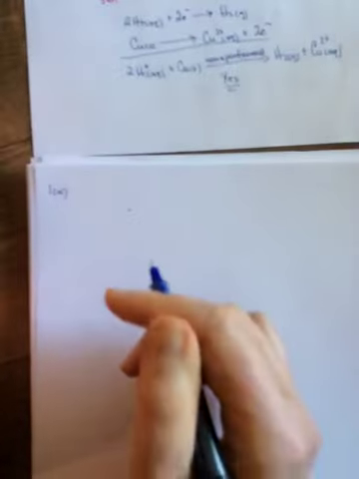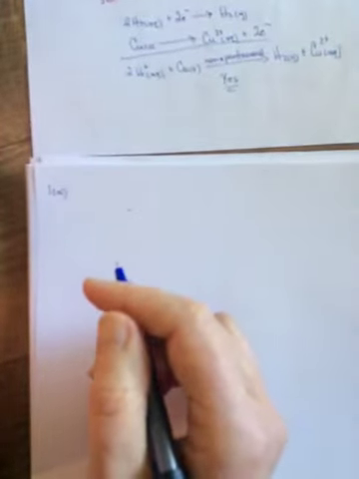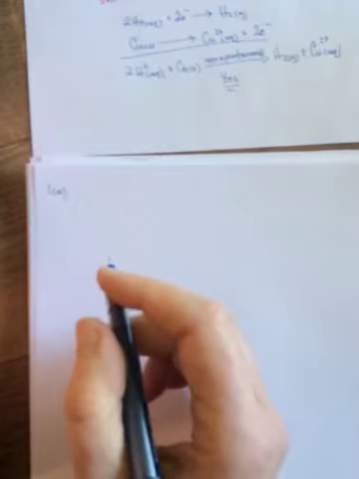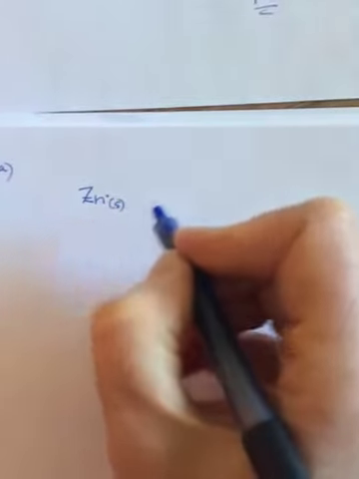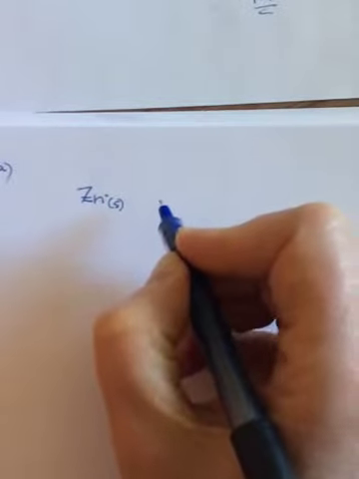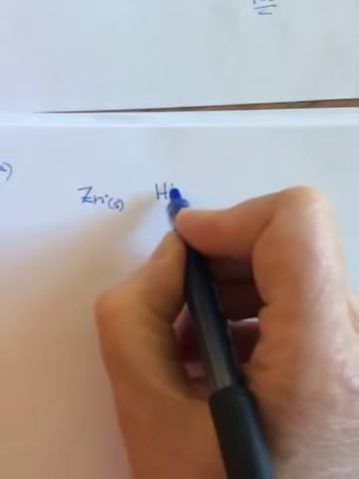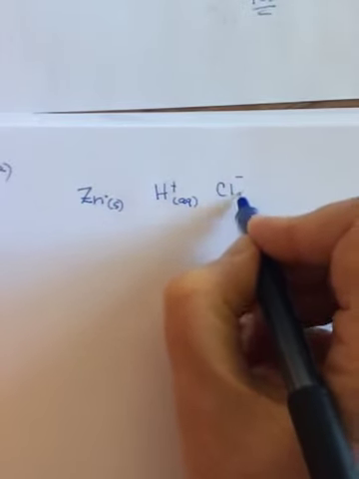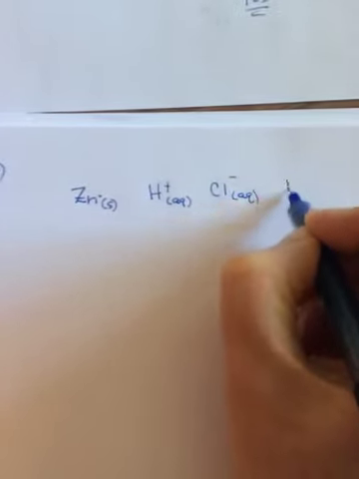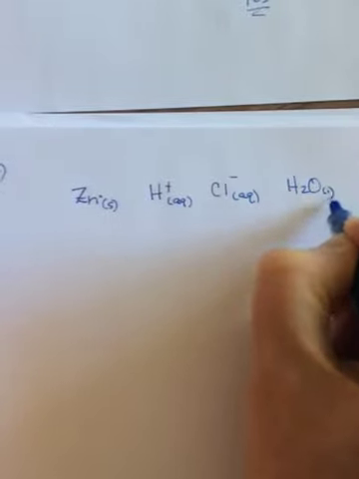Okay, so let's take a look at your predicting redox reaction questions. 1A says, during a chemistry education demonstration, zinc metal, Zn solid, is placed in a hydrochloric acid solution. So H+ aqueous, Cl- aqueous, H2O liquid.